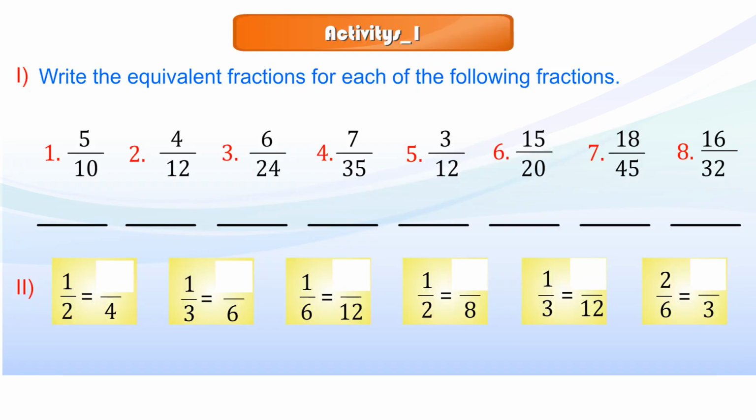Activity 1. Number 1. Write the equivalent fractions for each of the following fractions. 1. 5 by 10. 2. 4 by 12. 3. 6 by 24. 4. 7 by 35. 5. 3 by 12. 6. 15 by 20. 7. 18 by 45. 8. 16 by 32.